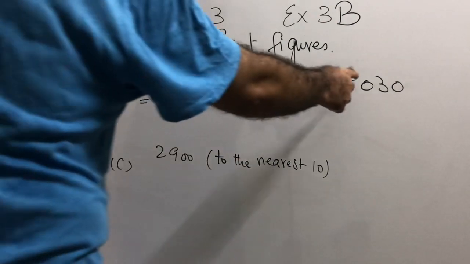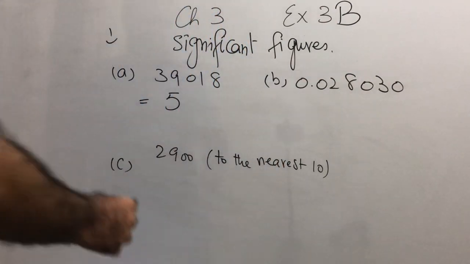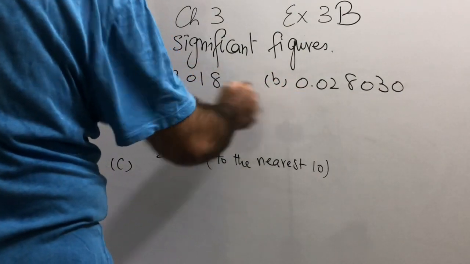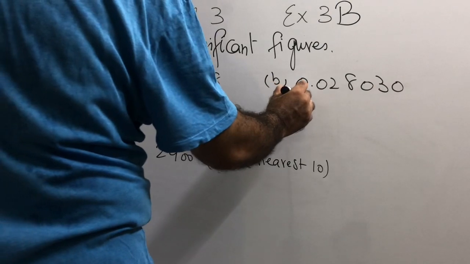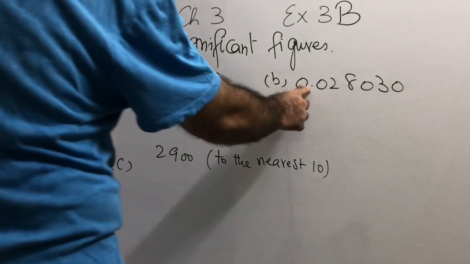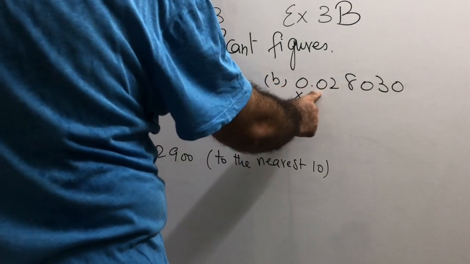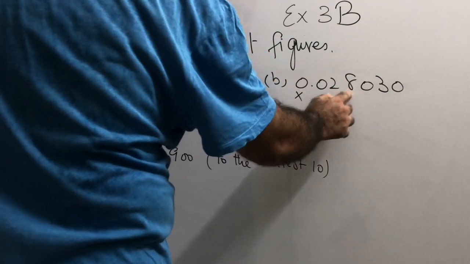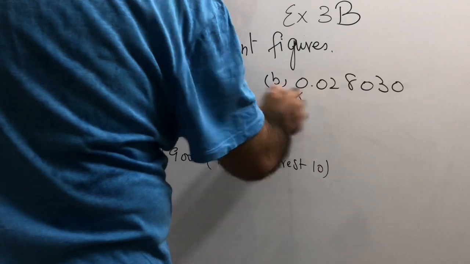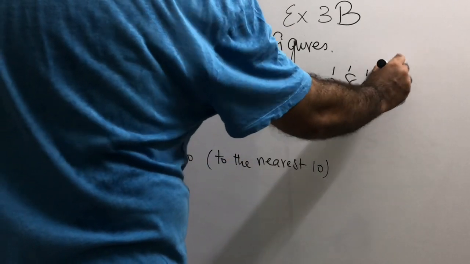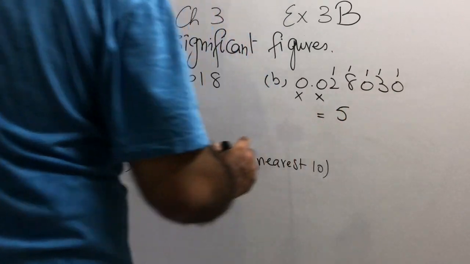Part B says 0.028030. Here the rule says that any zero on the left side, before the numbers, is not significant. Also the rule says when we have a point, any zero on the left side of the numbers 28030 is not significant. Okay, so we have 1, 2, 3, 4, 5 significant figures.